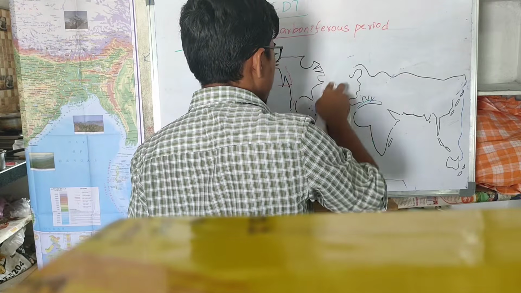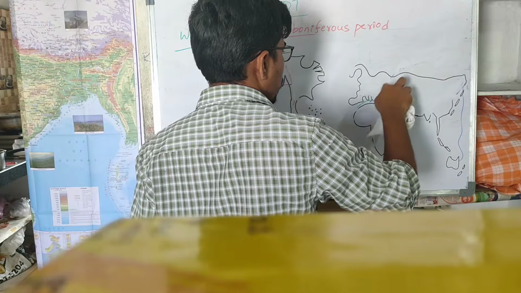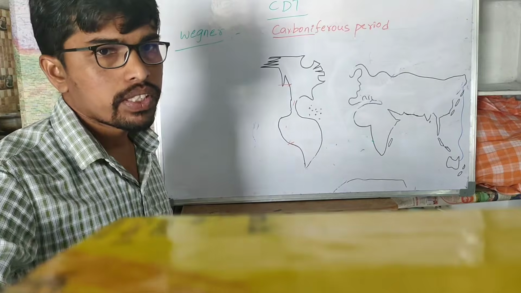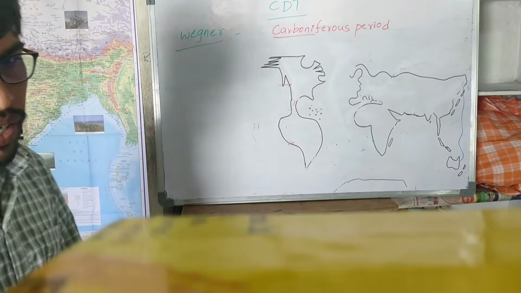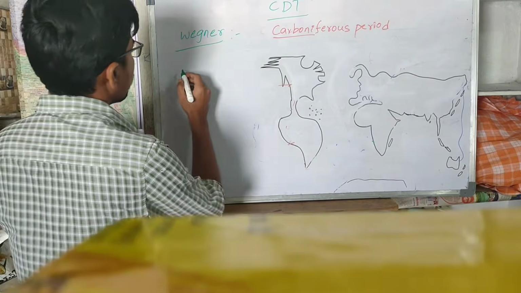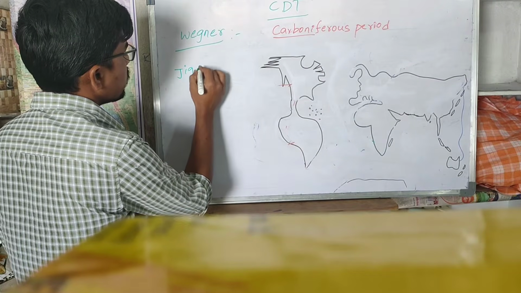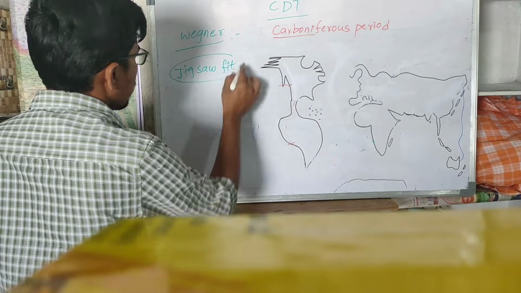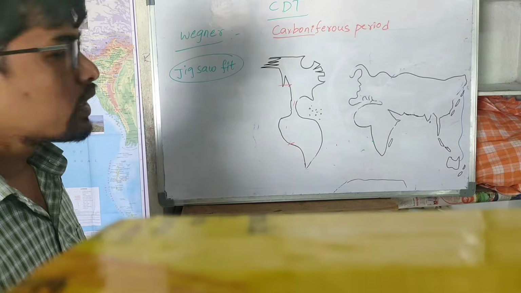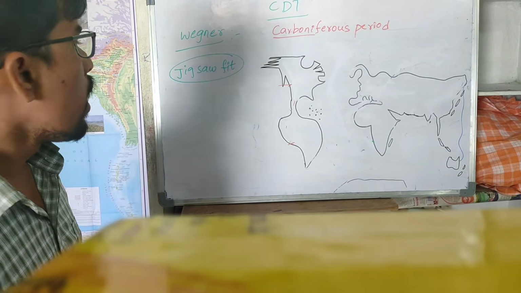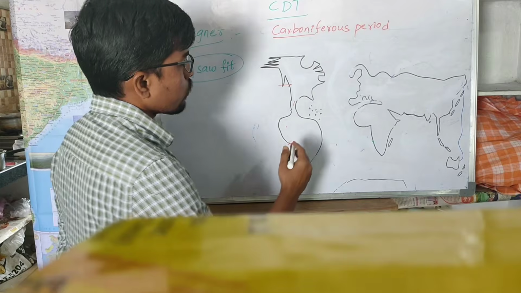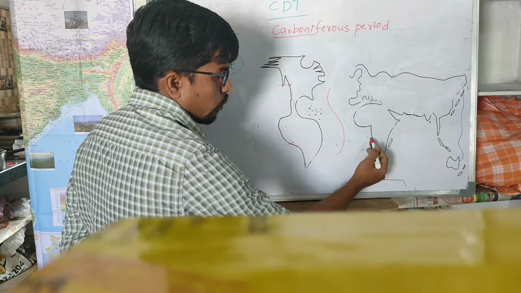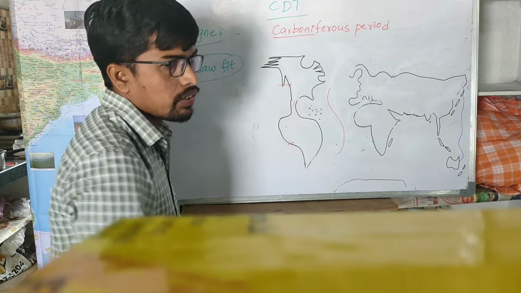So is it right or wrong? Whether it was right or wrong, let's go through some evidences. One of the evidences is the jigsaw fit. The jigsaw fit was the first evidence. According to Wegener, if you observe the Atlantic Ocean, this is the east boundary and this is the west boundary of the Atlantic Ocean.